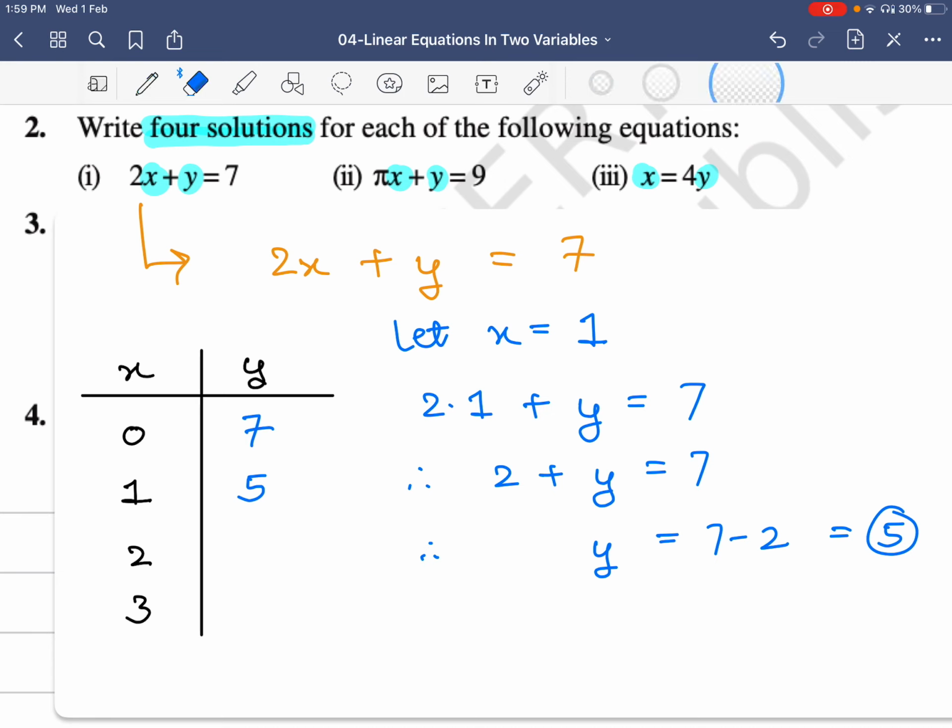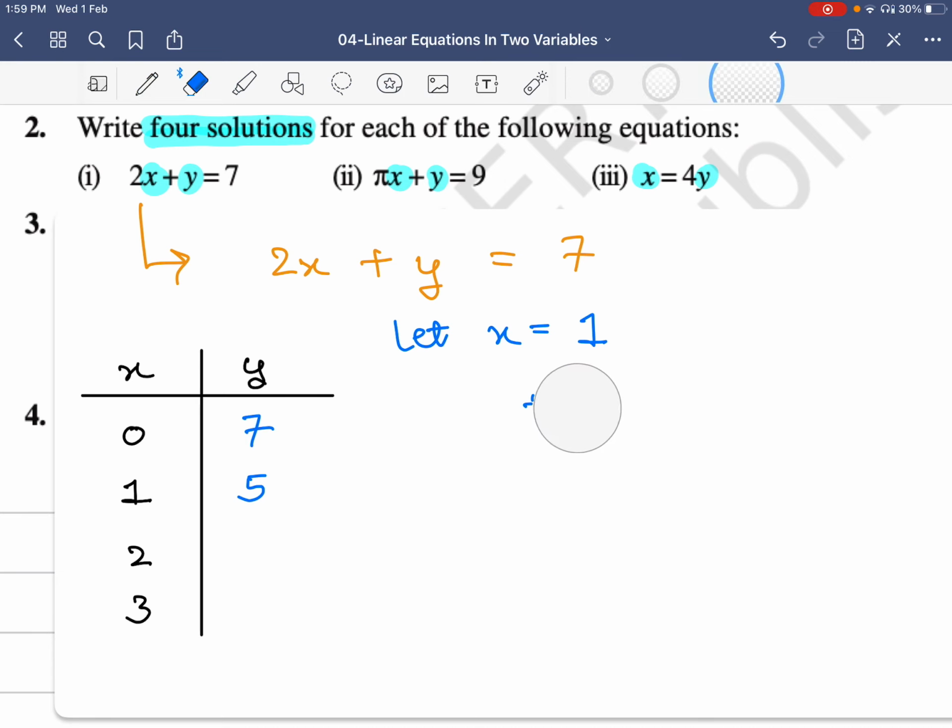Now once again, let's erase this and quickly go for x equal to 2.